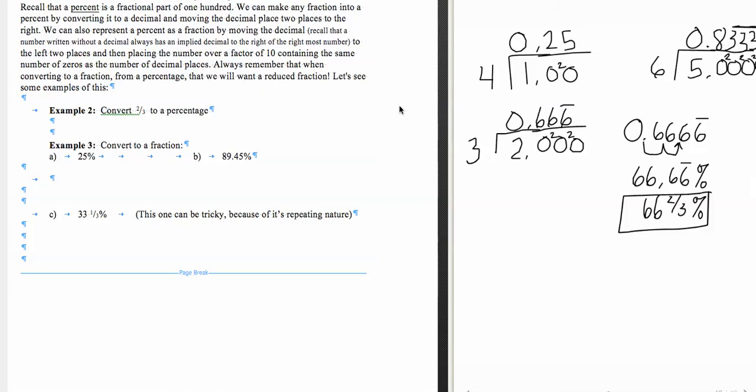This is the second part of our supplementary material for section 2.2. I don't know where I got cut off on the last lecture. Sorry about that. I wasn't paying attention to my time. So I believe that I got cut off explaining that 66 2/3 was another way of expressing the 0.666 repeating.